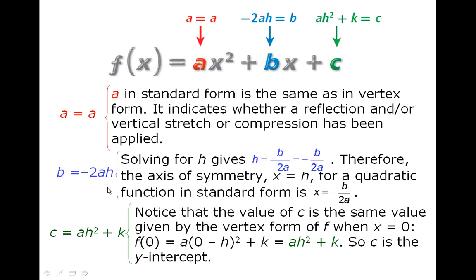So if we wanted to solve for h, which remember is the x value of the vertex or the axis of symmetry, solving for h by dividing both sides by -2a, we'll get h = b over -2a, and we could just pull the negative to the front, which is -b over 2a. Since x and h are the same thing for the vertex, the axis of symmetry, or the x value for the vertex, the formula for that is x = -b/2a.